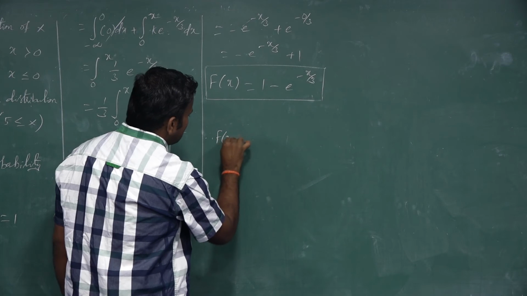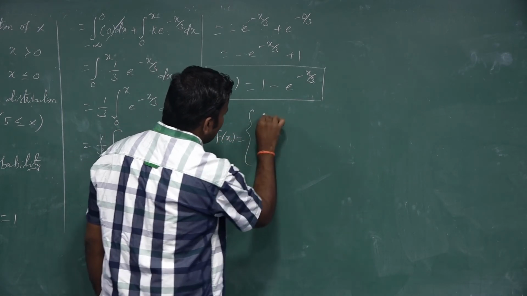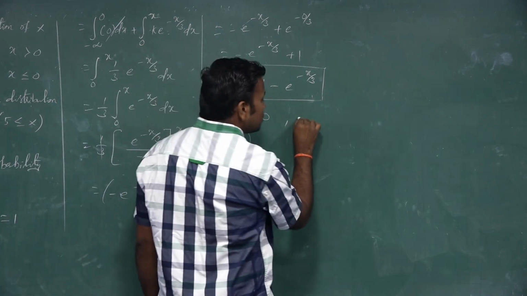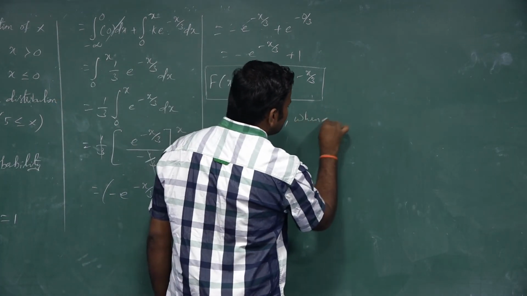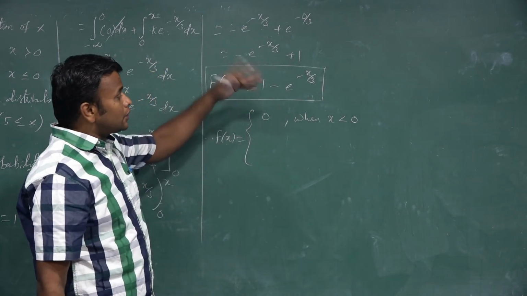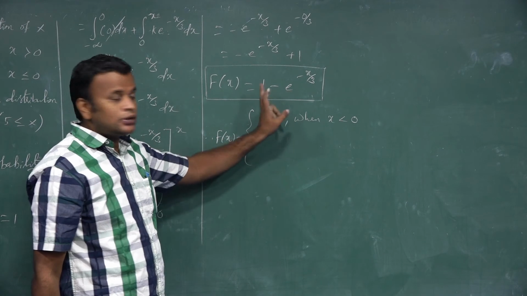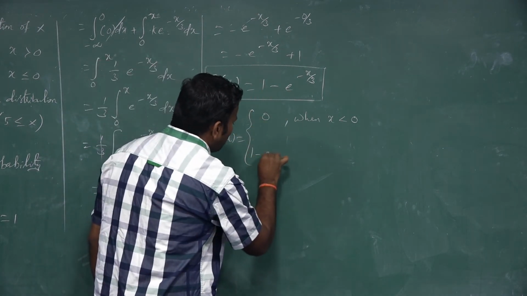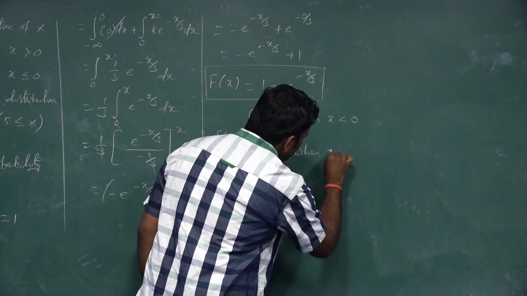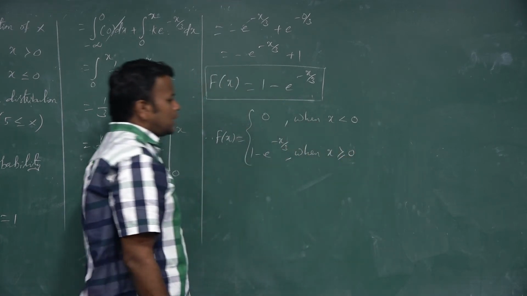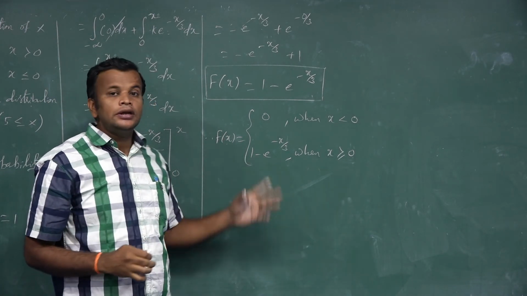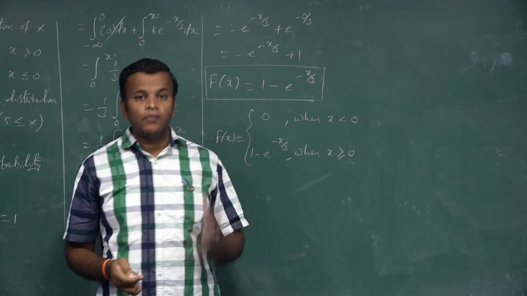Therefore, the value of capital F of x has two values. One value is 0 when x is less than 0. When x is greater than or equal to 0, F of x has another value: 1 minus e power minus x by 3 when x is greater than or equal to 0. So finding the second part is also over, that is, finding the cumulative distribution function.